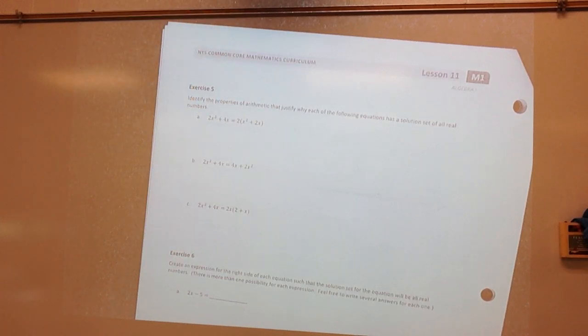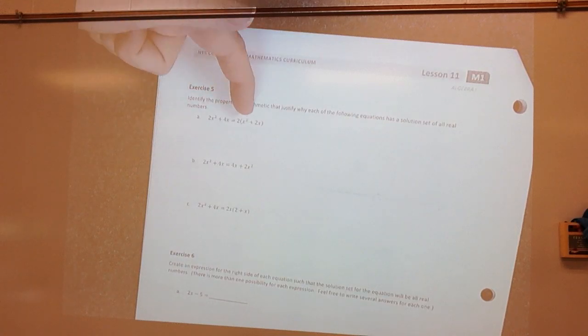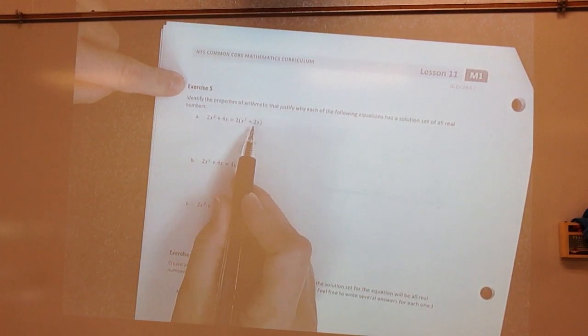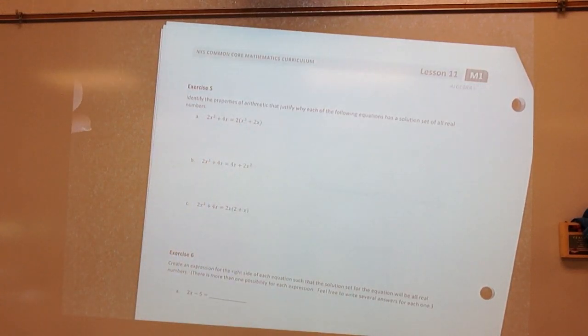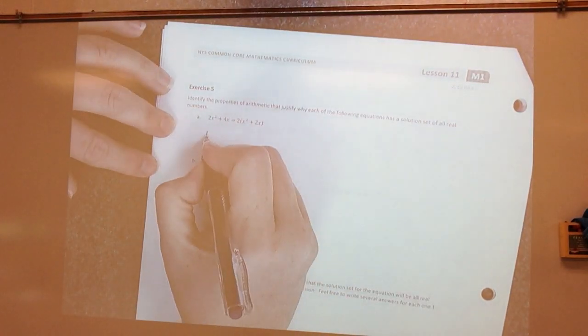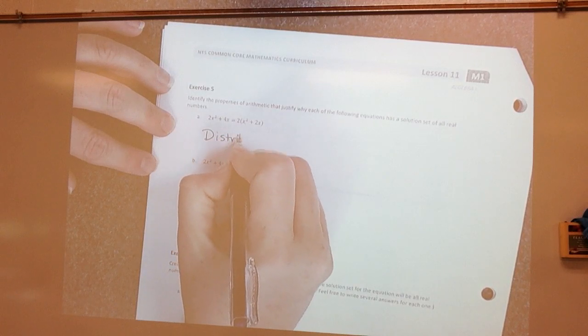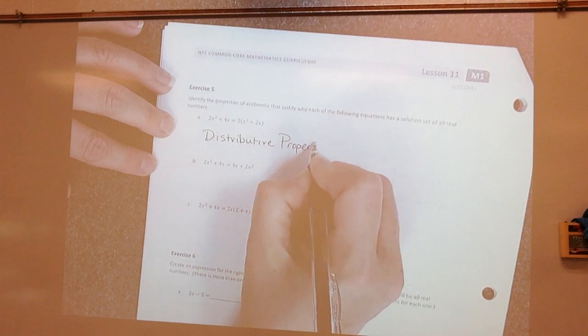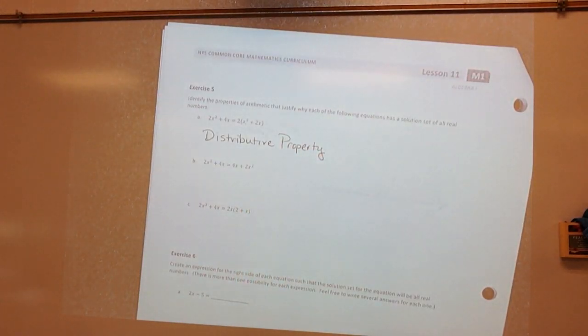2x squared plus 4x is equal to 2 times x squared plus 2x. What property can I use there that would show me that it's all real numbers? Well, remember what I said. When you've got parentheses, go ahead and use the distributive property and see what happens. 2 times x squared is 2x squared, and 2 times 2x is 4x. So distributive property tells me that these two equations are equivalent.